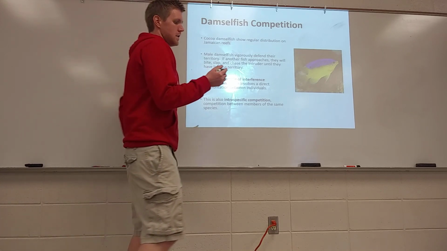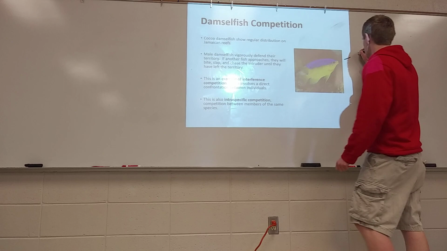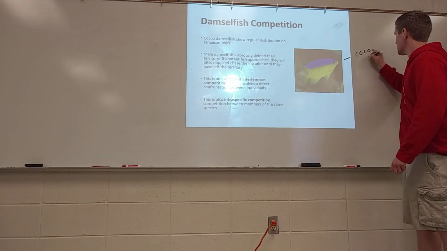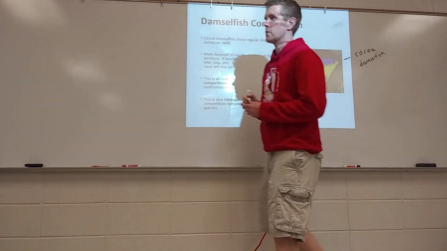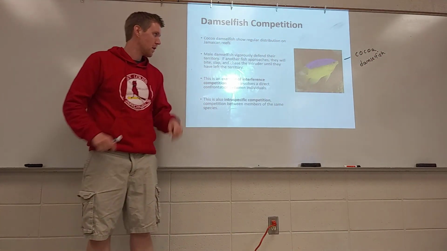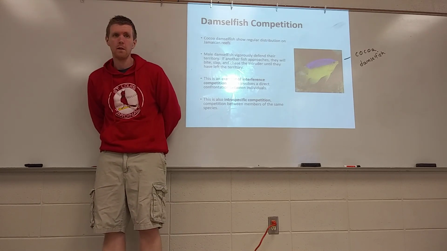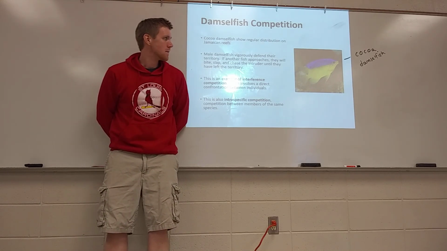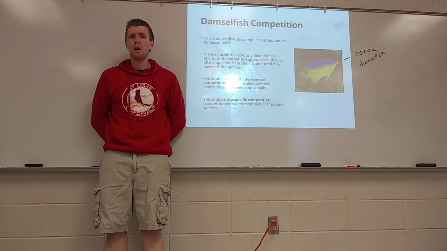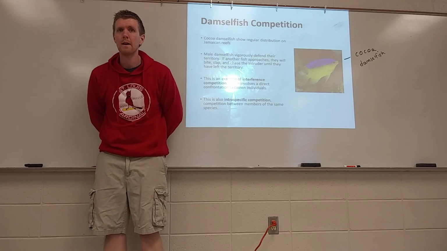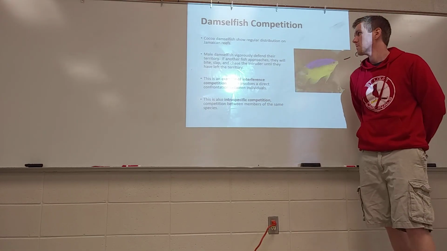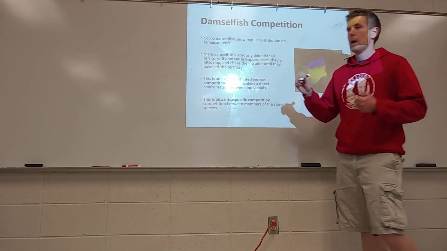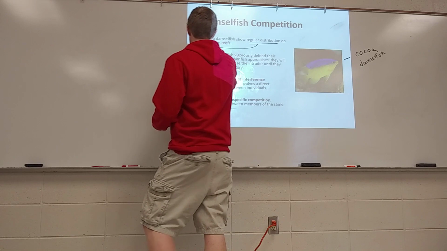So, this species here is called a cocoa damselfish. This is a male. Damselfish show sexual dimorphism, so the males look quite different from the females. Now, these guys show regular distribution on reefs around the island of Jamaica. If you remember from a previous chapter, regular distribution means that the damselfish repel each other, so to speak.